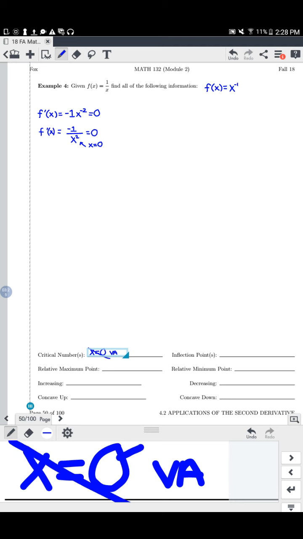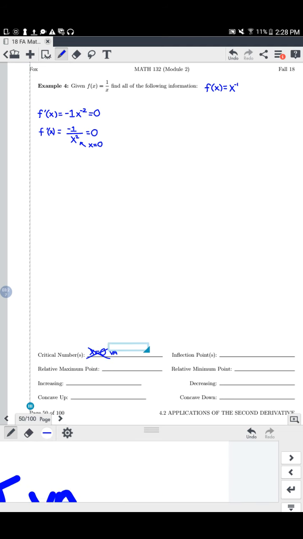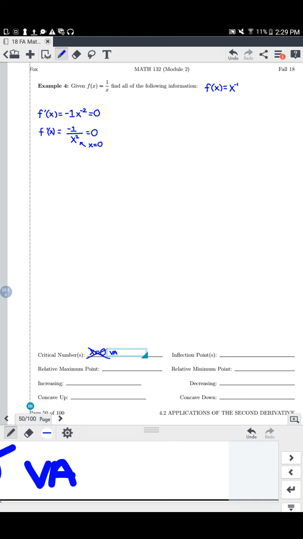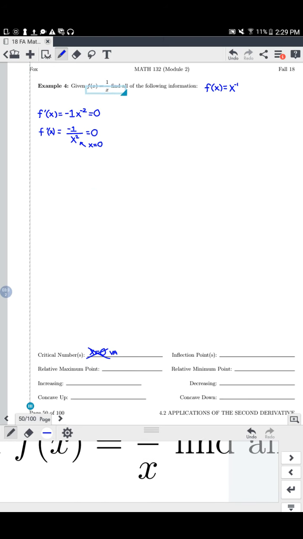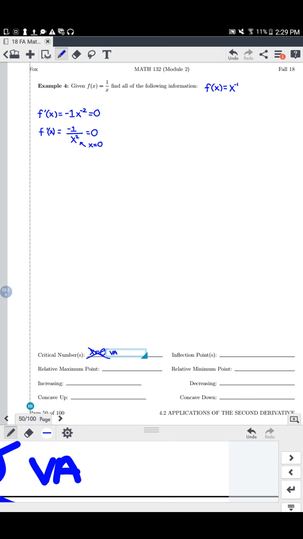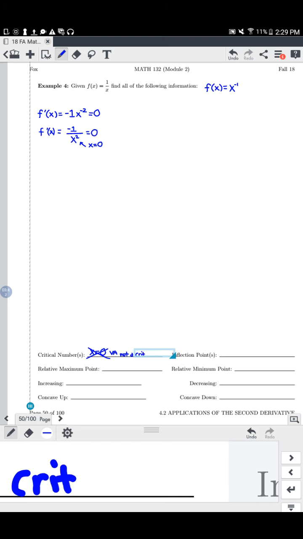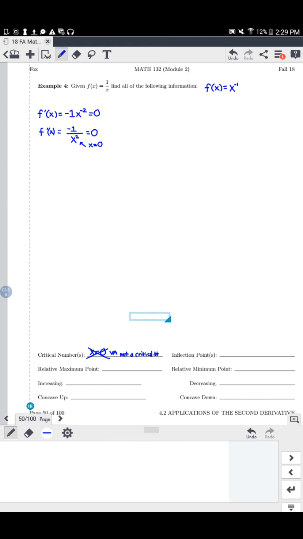So the value makes the derivative undefined, which is perfect. But since it's not in the domain, it's not a critical number. So there is actually no critical number because it's not in the domain. This is just a weird example where we find something that makes the denominator 0 or undefined, and that's perfect. But then we go back to plug it into the original, and since we're not allowed to plug it into the original, it's not in the domain. Thus, it's not a critical number.